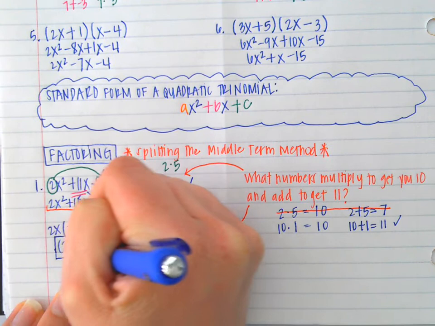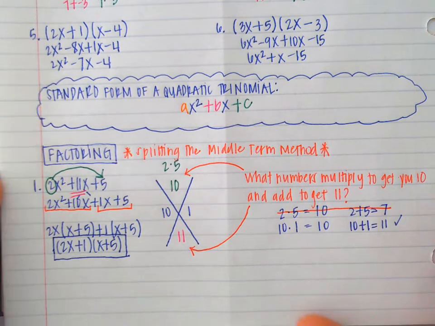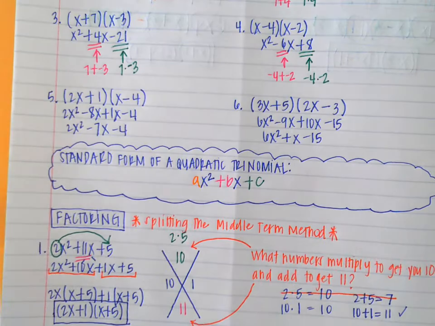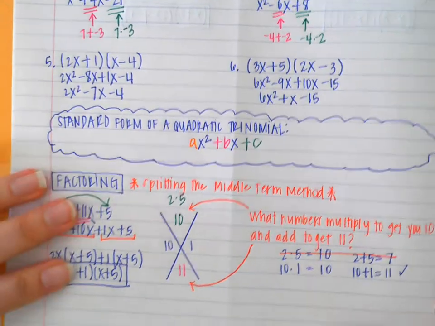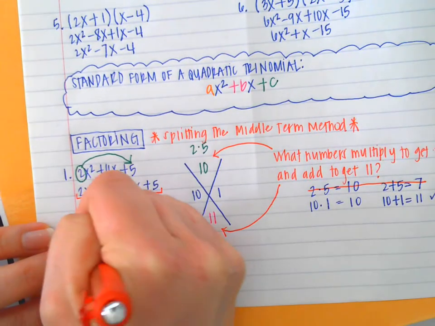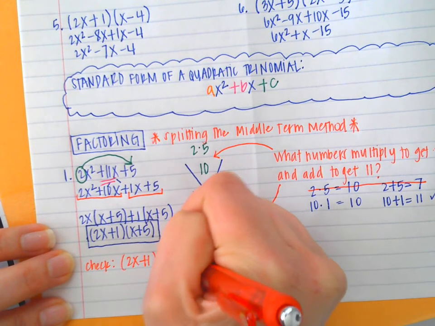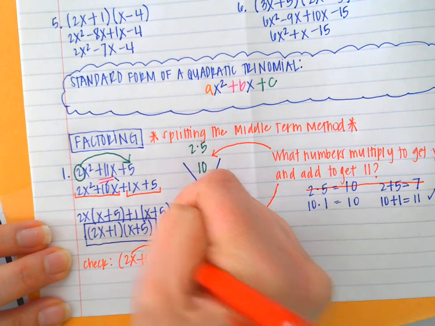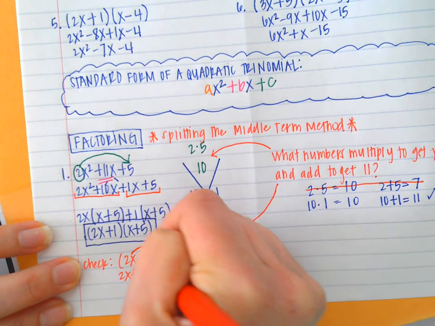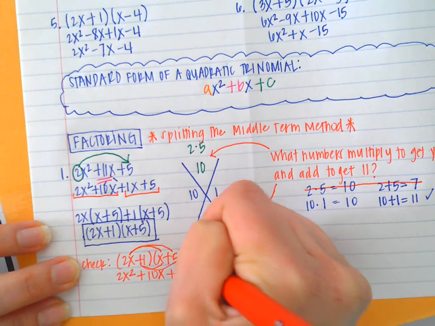Now, if you're like, wait, I don't trust you, that's not my final answer, that's fine. We can check our work. So we're going to do that. Sorry, just rearranging so I can write better. Okay, so we're going to check it right here by multiplying. So 2x times x is 2x squared. 2x times 5 is 10x. 1 times x is 1x. And 1 times 5 is 5.